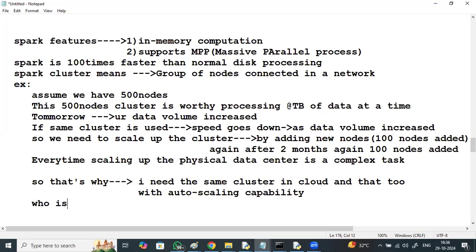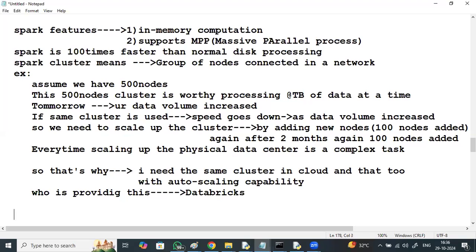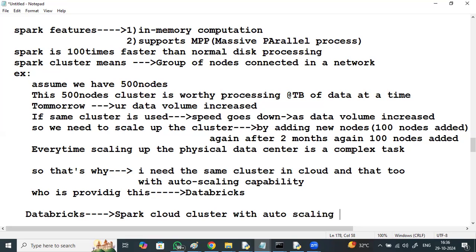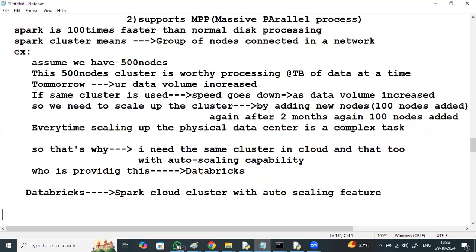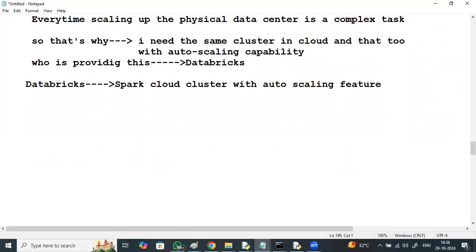Who is providing this? Databricks. What is that? Databricks is a Spark cloud cluster with auto scaling feature.